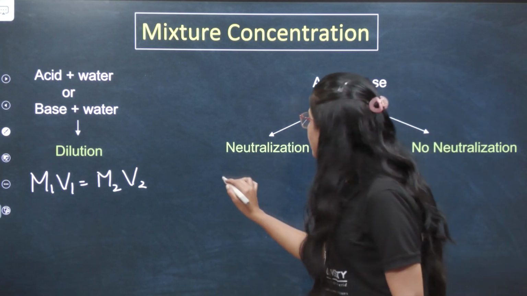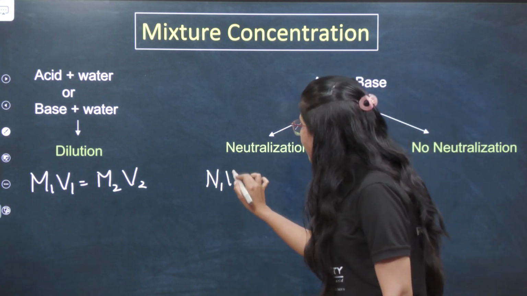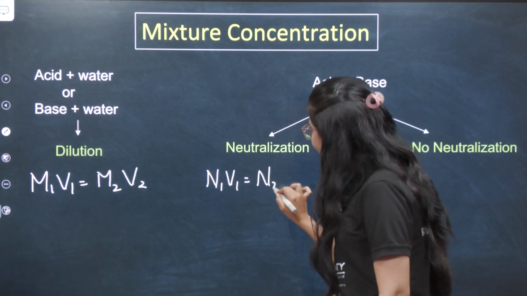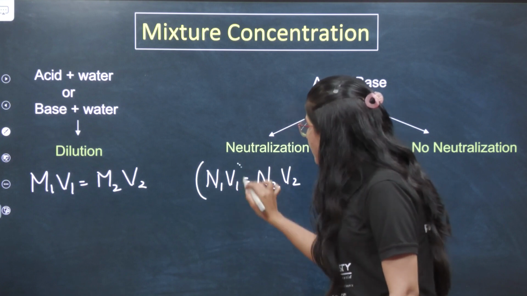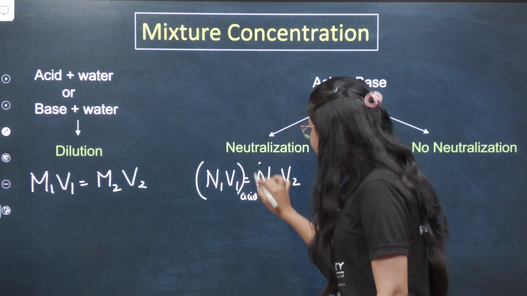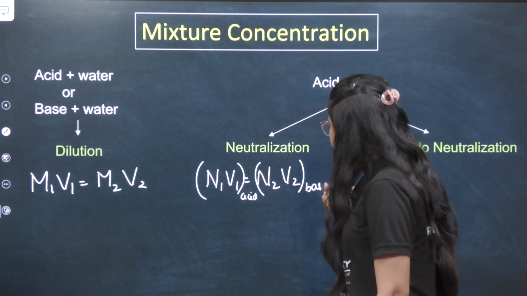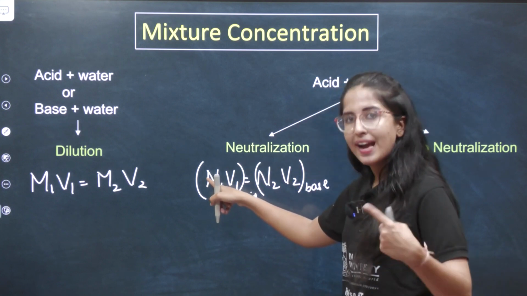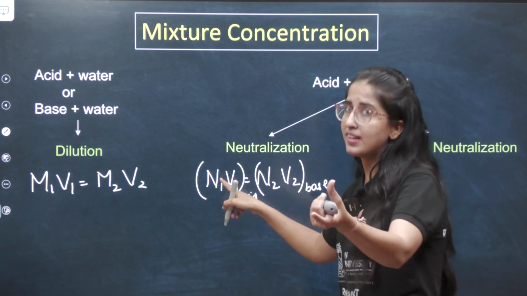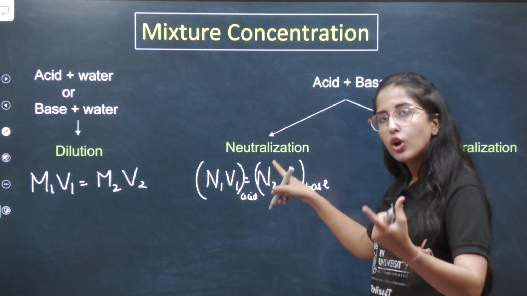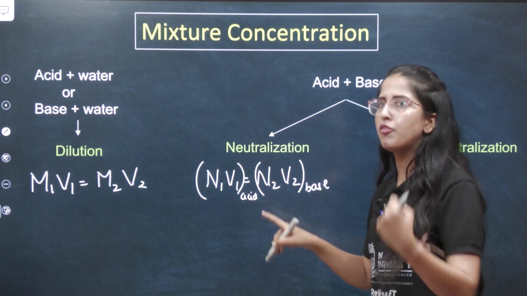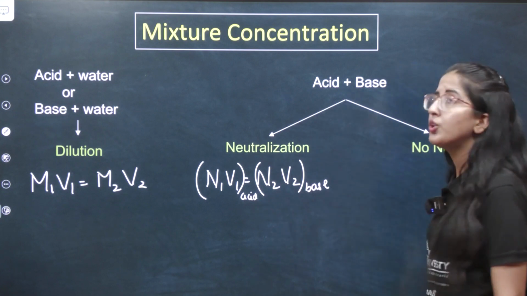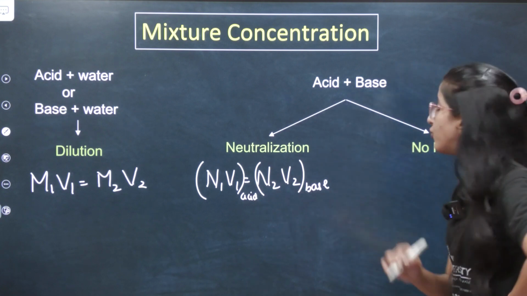Next, let us come to neutralization. In neutralization, you will use normality. N1V1 is equal to N2V2. This may be of acid and this may be of base. Concentration of acid multiplied by volume of acid you have taken is equal to concentration of base into volume of base you have taken. If no neutralization has occurred, then what will you do?